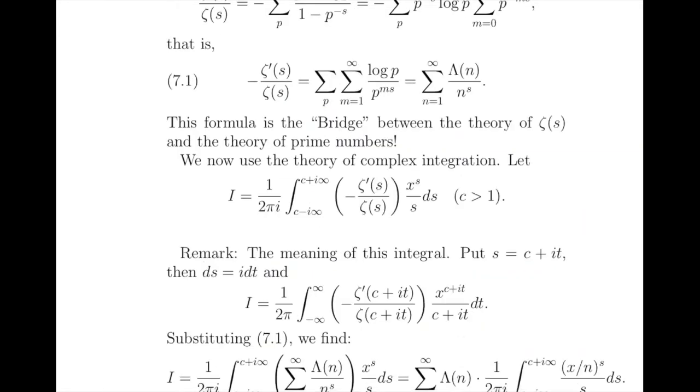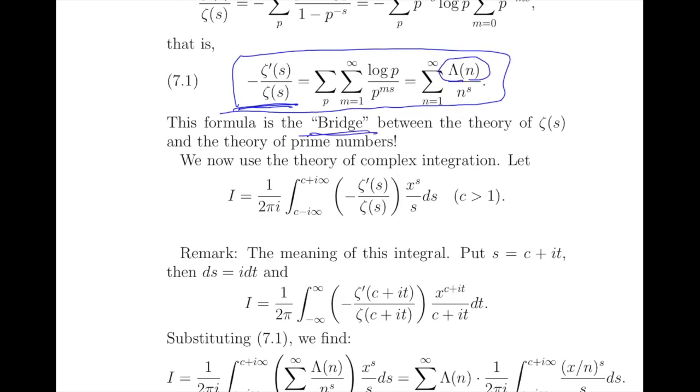Now this is a very fundamental expression. The left-hand side is the Riemann zeta function, some quantities related with the Riemann zeta function, and the right-hand side is lambda n, which is connected with the prime numbers. So this is a bridge between the theory of the Riemann zeta function and the theory of prime numbers. This is a very important key formula.